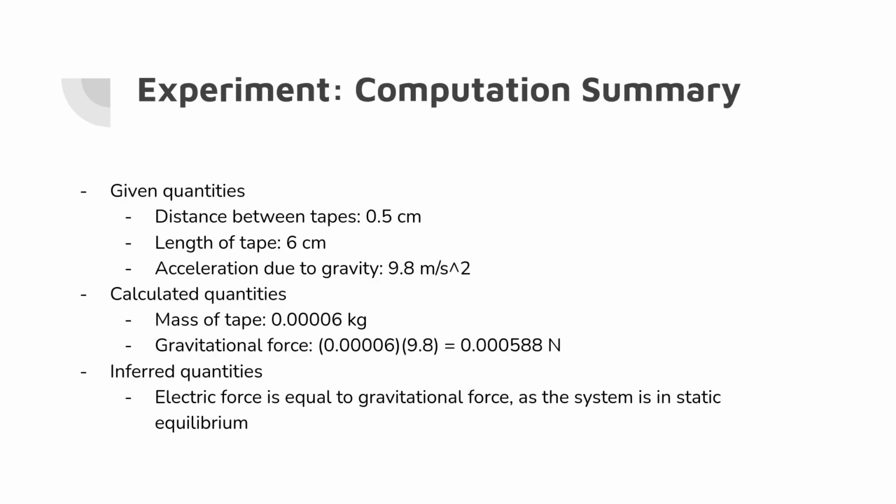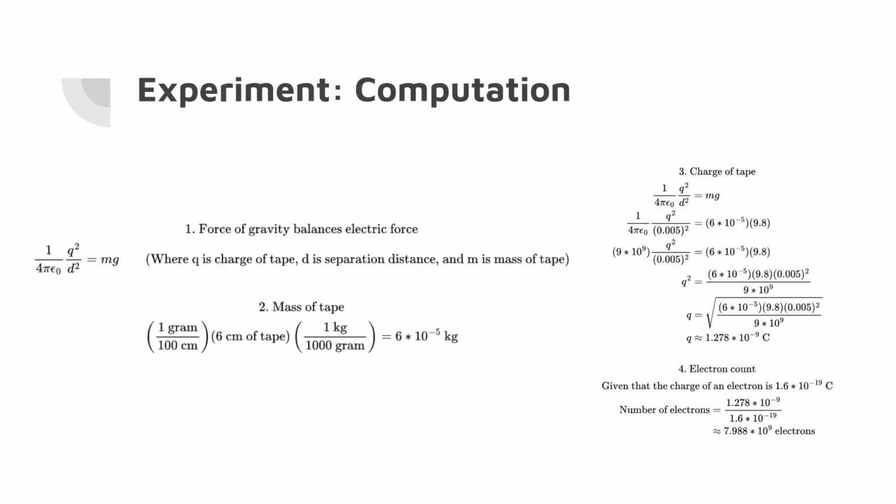Finally, we infer that the electric force is equal to the gravitational force as the system is in static equilibrium. So here we have the actual computation being performed. This is the equation we use to find the charge of the tape. This is how we find the mass of the tape. And then we solve using these given quantities for the charge of the tape, which we find to be about 1.278 times 10 to the 9th coulombs.